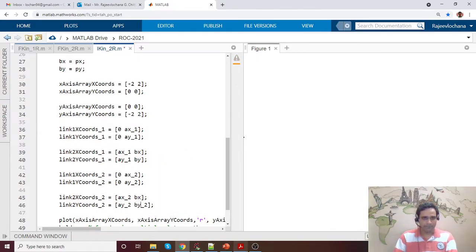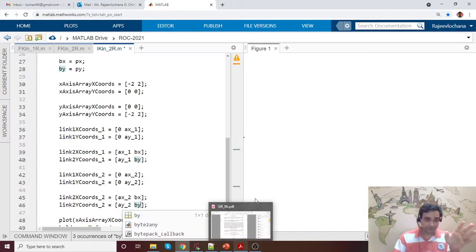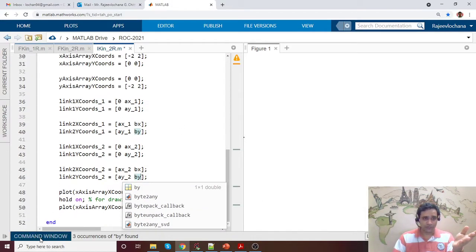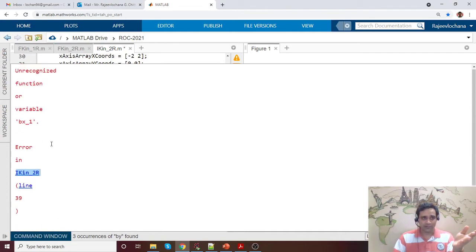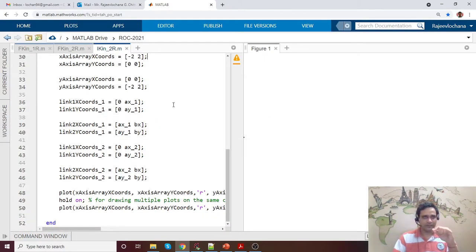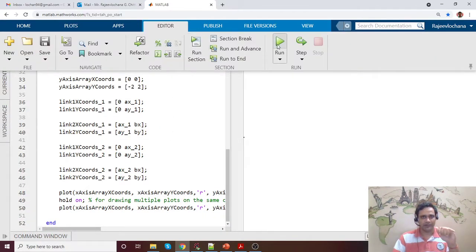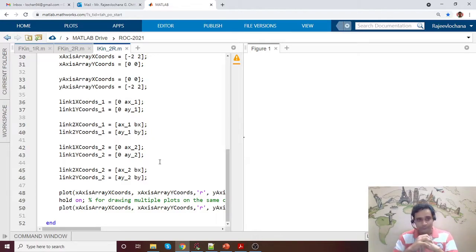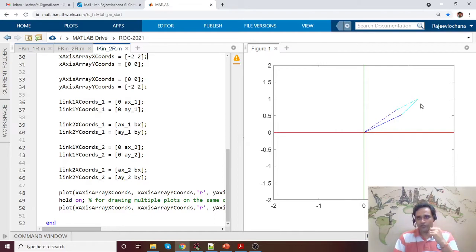So whenever output is not shown, please go to the command window to identify what kind of error it is. It says undefined variable. Now with this let me just try to run it again. Okay, good. So what do we have? We have two solutions. One is the solid line, the other is the second solution, the dash-dot line.